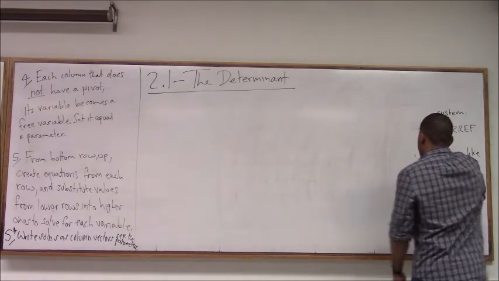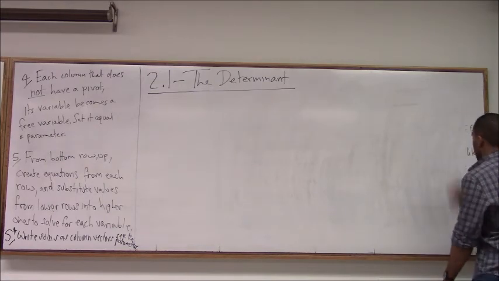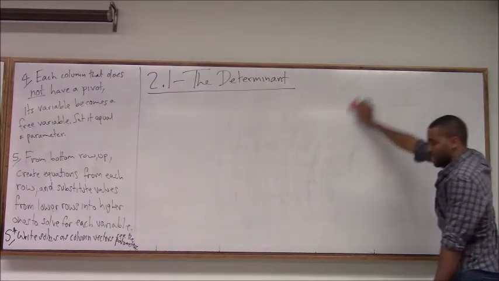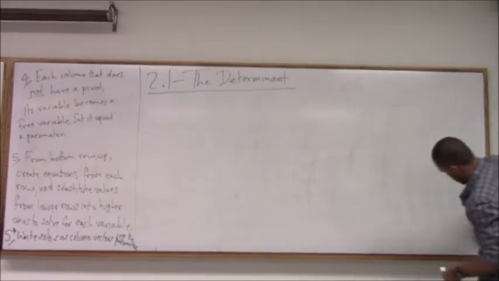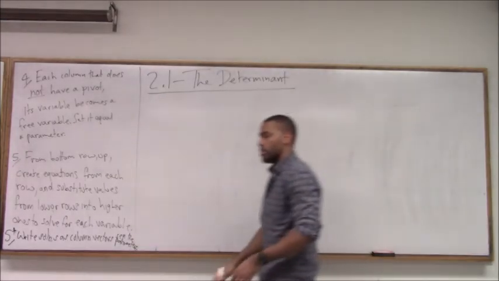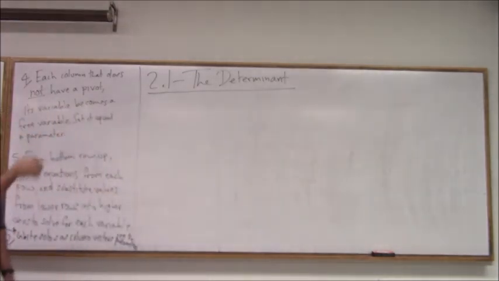Until perhaps the very last step, they can come in. In the very last step, to make sure your pivots are 1s, you can divide on the last step. But until then, just leave it. Okay.